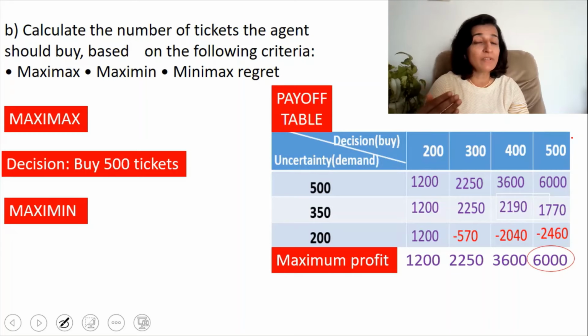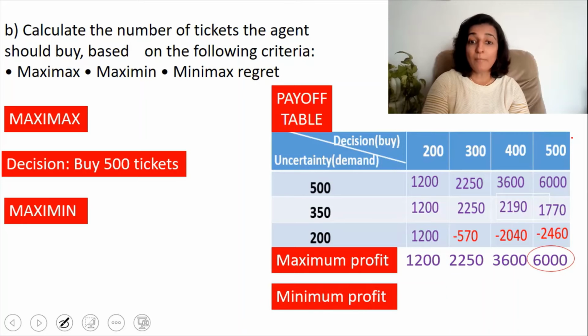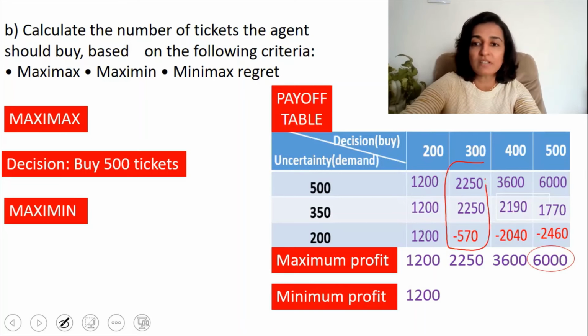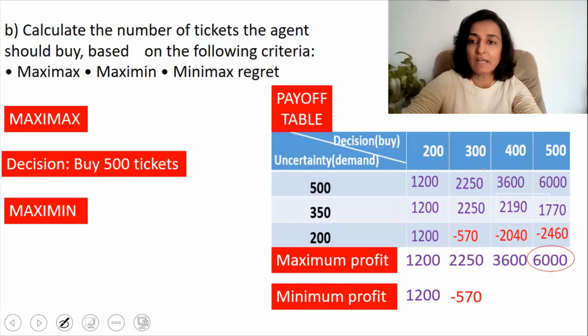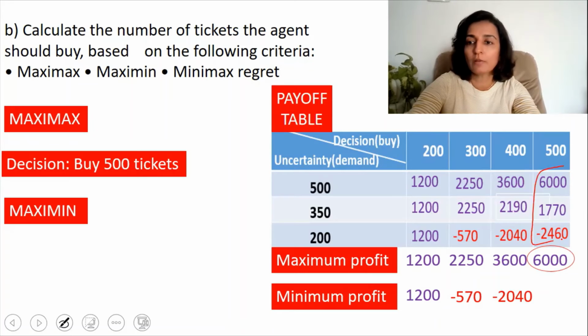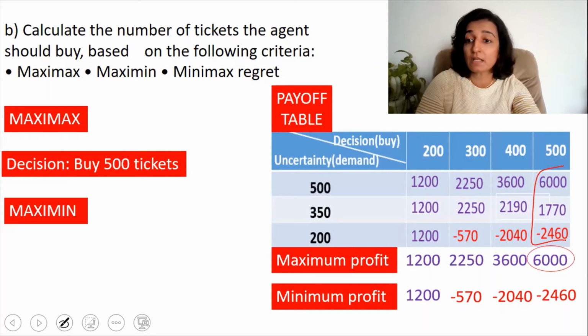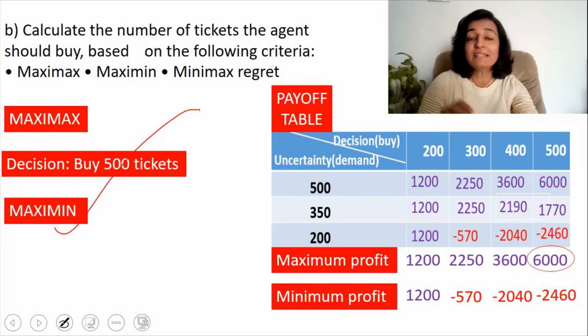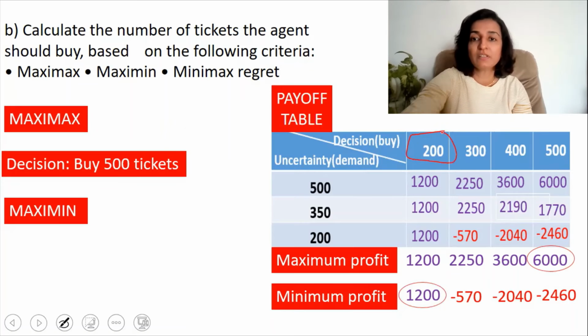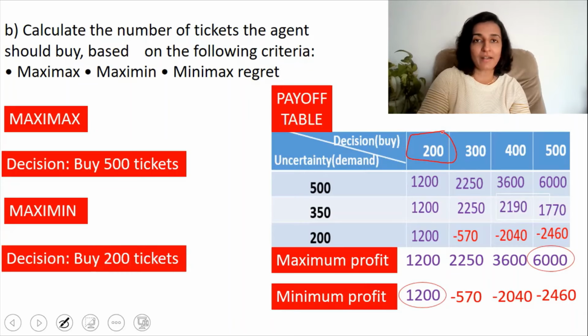Now coming to the Maximin approach. Maximin, what did we study in the previous class? It is the maximum out of the minimum. So first we have to select the minimum profits. So all eyes on the first column, what is the minimum profit? It is 1,200. Now coming to the second column, what is the minimum profit? It is negative 570. Third column, what is the minimum profit? It is minus 2040. Fourth column, what is the minimum profit? It is minus 2460. And Maximin means maximum out of the minimum. So out of this, we will select the maximum profit, that is 1,200. So the decision will be to buy 200 tickets.